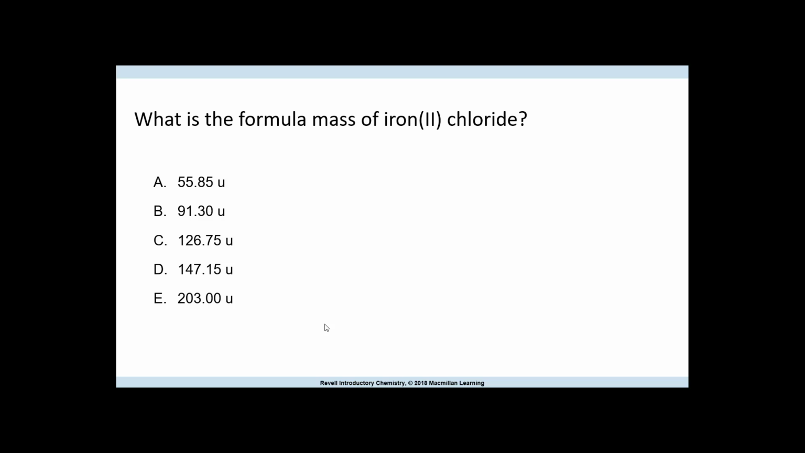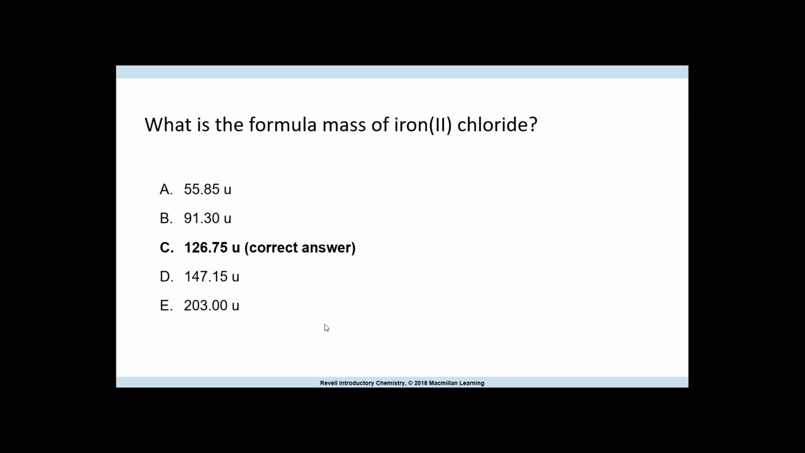Okay, what is the formula mass of iron(III) chloride? I'm not going to spell this one out for you on purpose, because this is where you really have to know how to write compounds out, but I am going to give you the answer.